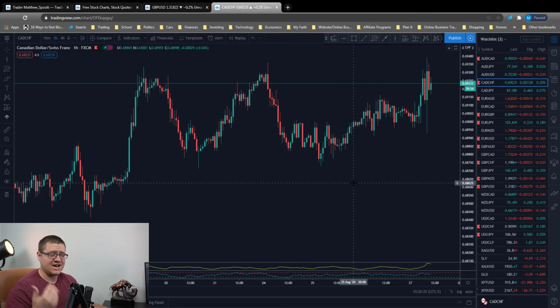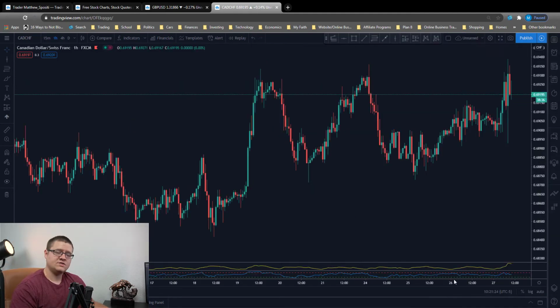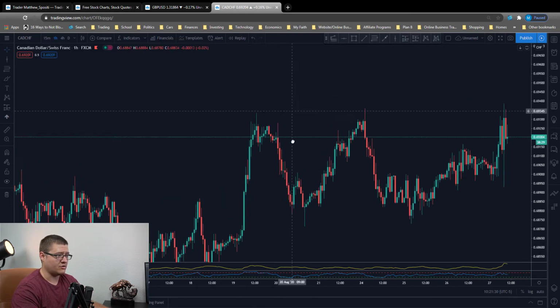So that said, though, you can kind of see the idea. I'm waiting for a break of structure, and then I'm waiting for a retracement, and then I'm going to wait for another break of structure. So what do we need in order to identify a trend? We need a 3-point move. Let's go ahead and cover this real quick.